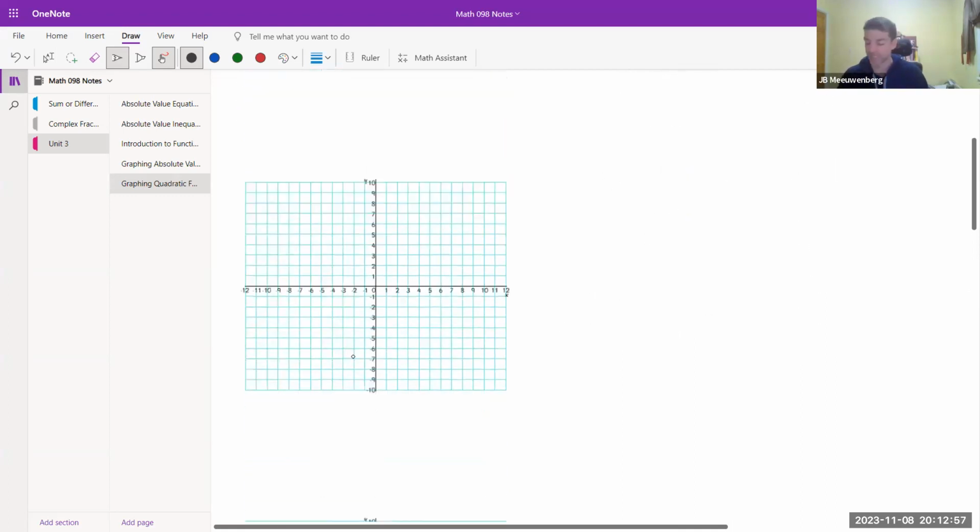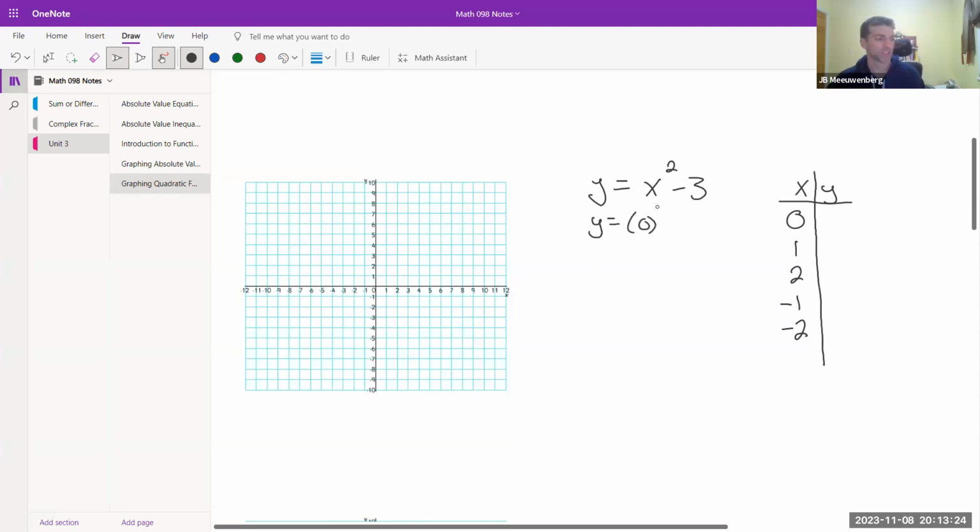So let's look at some other examples. Let's graph y is equal to x squared minus 3. You pause the video and try to do this on your own. I'll keep going. I'm going to use those same numbers. I'm going to use 0, 1, 2, -1, -2. Okay, so y is equal to 0 squared minus 3. That's 0 minus 3, which is -3. That's going to be down here. So it's not at the origin anymore. It's down 3 spaces.